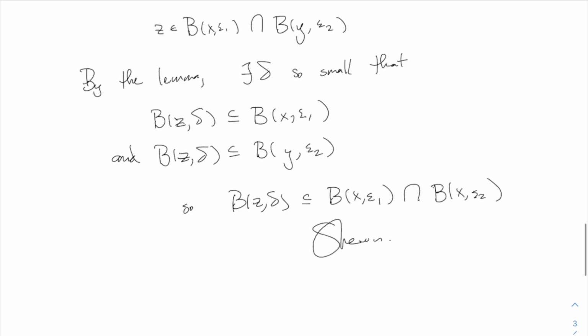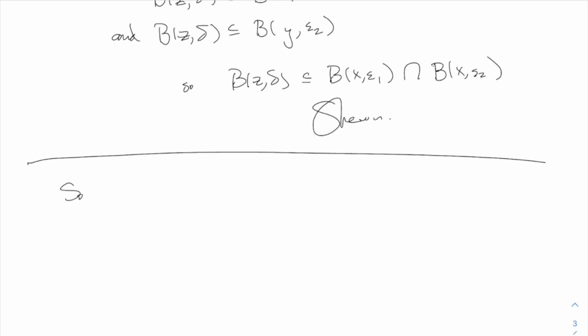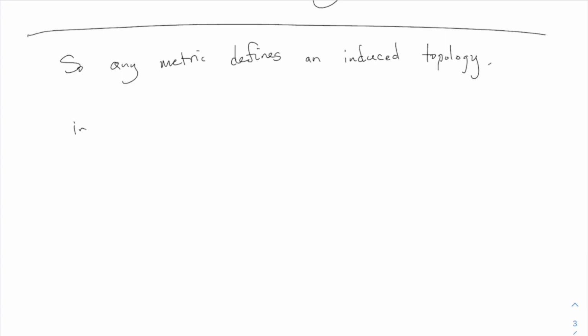Great. So the moral of the story here is, any metric defines an induced topology. And if you do have a set with several different metrics, you can use those different metrics to create different topologies. For example, in R2, we had D, the standard Euclidean metric. We also had the taxicab metric, also the maximum metric, and we also had the discrete metric.